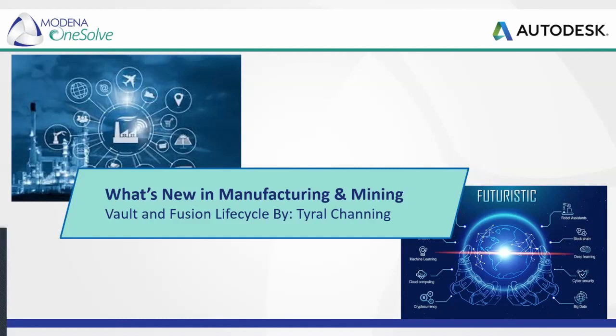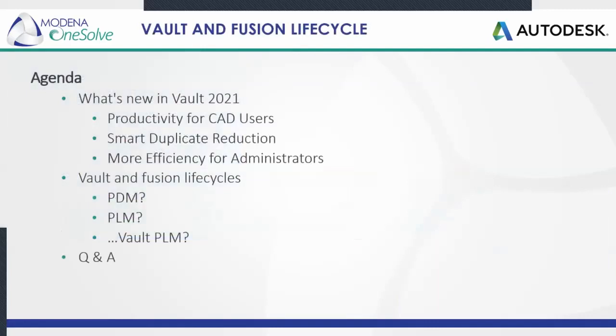Okay, so just to kick off with the agenda, today we're going to be having a look, like I mentioned, at some of the key features newly introduced in this year's release of Volt, and then furthermore a brief touch on PDM and PLM. So regarding those new features introduced in Volt 2021, they've really focused on three key areas: productivity for the CAD users, smart duplicate reduction, and more efficiency for administrators, which includes a few improvements around the deployment of Volt as well.